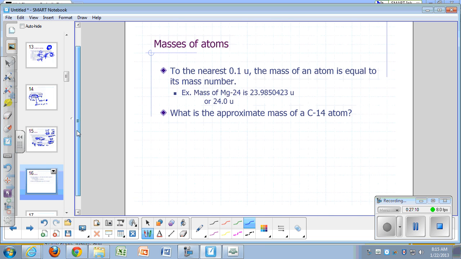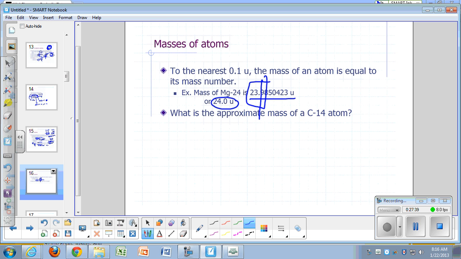All right. To the nearest tenth of an atomic mass unit, the mass of an atom is equal to its mass number. So if I asked you, what's the mass of magnesium-24? Well, you can look it up. It's going to be 23.9850423. But I would expect you to know that to the nearest tenth, it is 24.0. If you round this off to the nearest tenth of an atomic mass unit, 23.985 rounds off to 24.0.